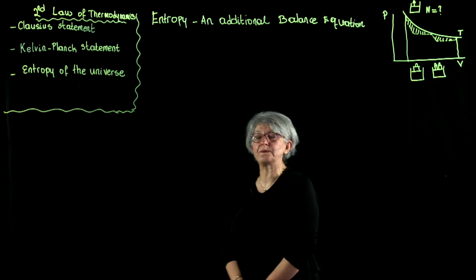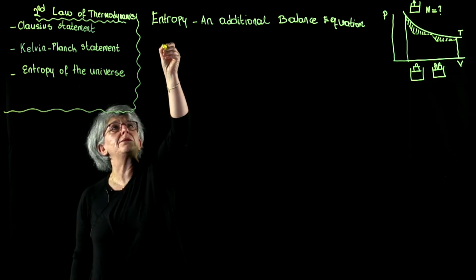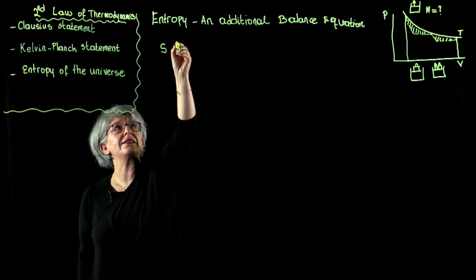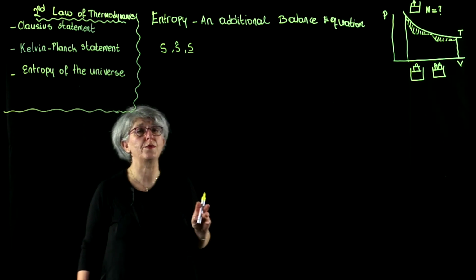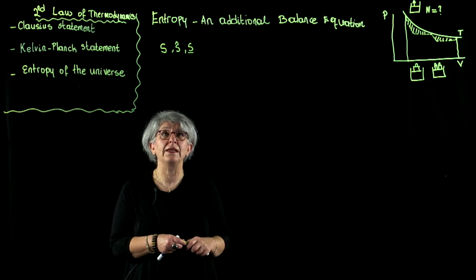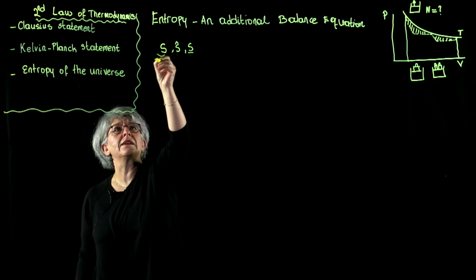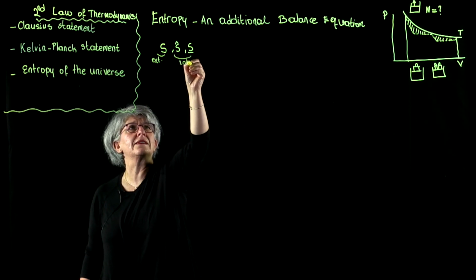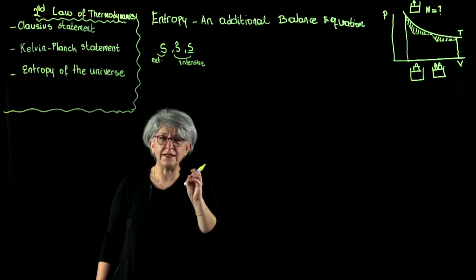Now, entropy is a state variable. We will use the symbol S for the extensive, S hat for per kilogram, and S underbar for per mole entropy, intensive entropy. So this is the extensive entropy, and these are the intensive entropies. Now, what is entropy?